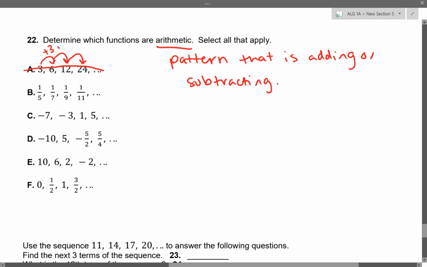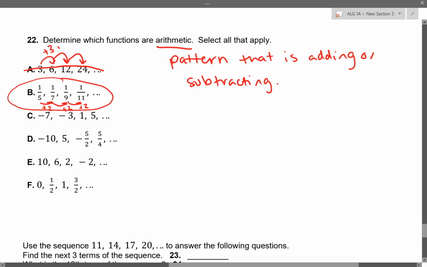Okay, next one. 1 to 5, 1/5. So that's a plus 1 over 2. So all we did was add 2 to it. 7 to 9 is an add 2. 9 to 11 is an add 2. So you see how that all worked? Just because it's a fraction does not mean it can't be arithmetic.